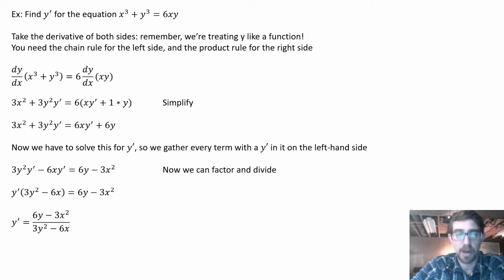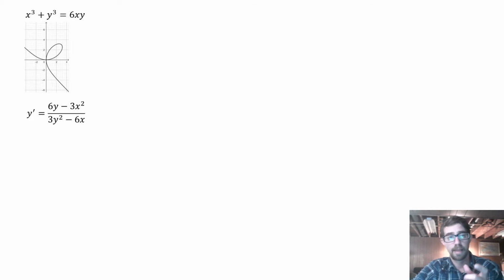So finally, y prime is 6y minus 3x squared over 3y squared minus 6x. So we started with a fairly complicated equation in x and y, and got a fairly complicated y prime with an x and a y. So you'd pick a point on the curve, and then the slope of the tangent line would be determined by this. It involves the x coordinate and the y coordinate of that point. There's just a function, there's its graph to remind you, and there's y prime. I'm sorry, it's not a function, it's an equation.